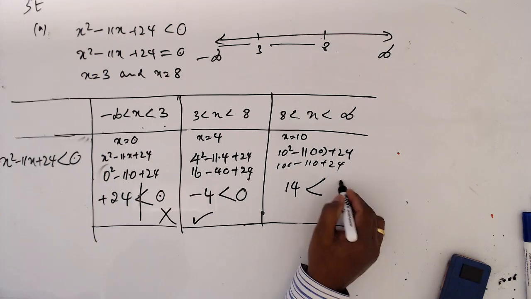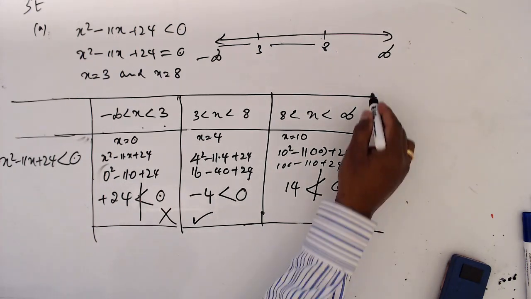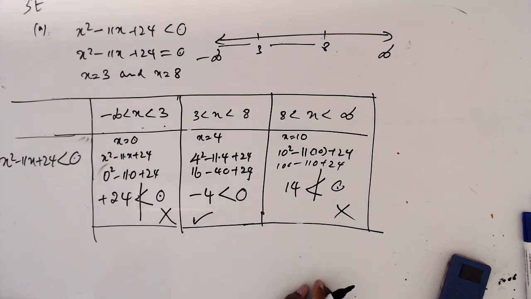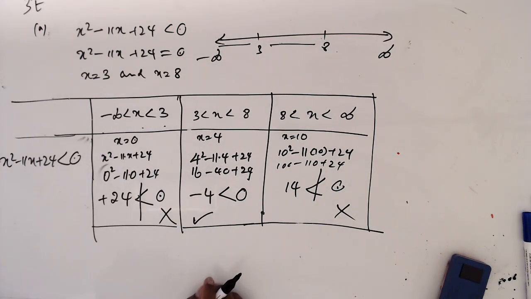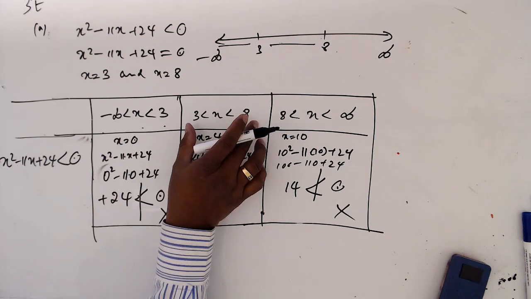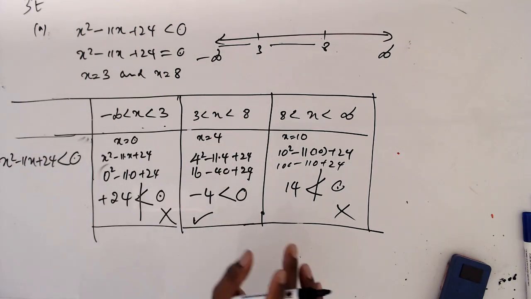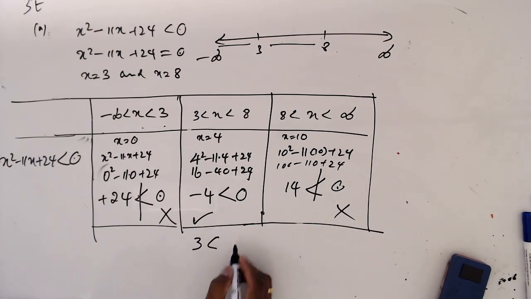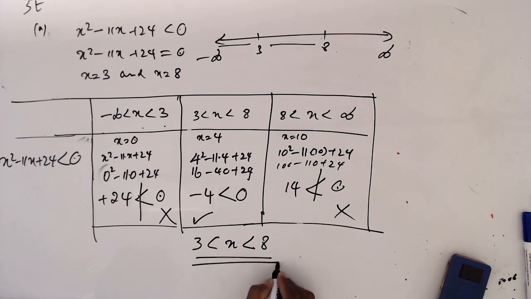Is 14 less than 0? No. Then this is not a right interval for this inequality. Hence, only one interval does match with this inequality. That interval is 3 greater than x greater than 8. So this is the final answer.